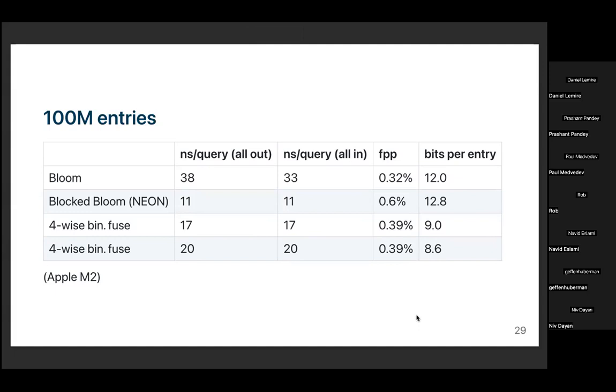Here it gets very different when you increase the size of the filter. That's where the block Bloom filter gets really competitive, because it's got this magic where it basically just hits one cache line. It gets much faster than the other guys, and that's why, if you don't mind spending the memory, it can be fairly unbeatable.